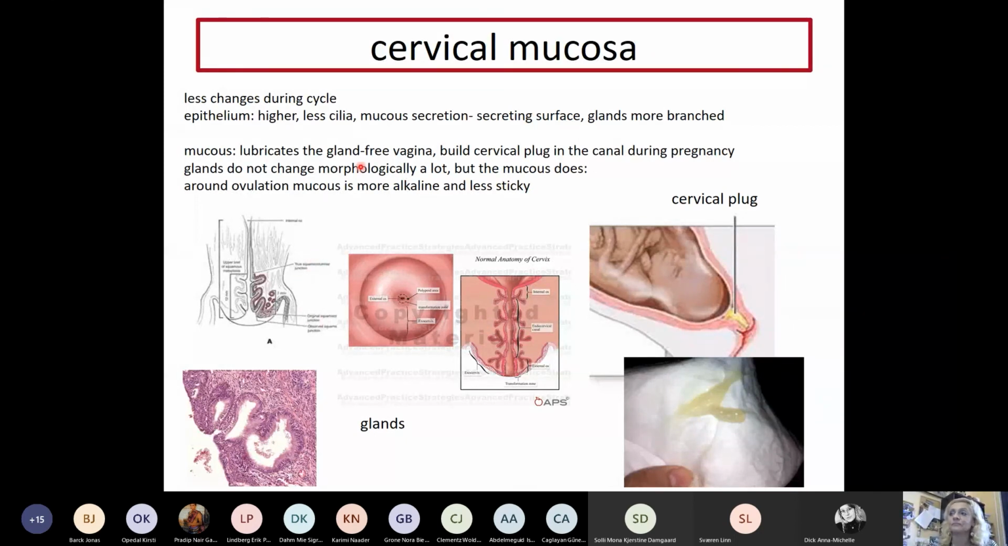And this mucus is different in composition during pregnancy because it builds a plug. It's called the cervical plug. It's a very thick mucus, which is very important, of course, for preventing infections and keeping it closed as well. And before or when birth begins, then this plug also leaves.